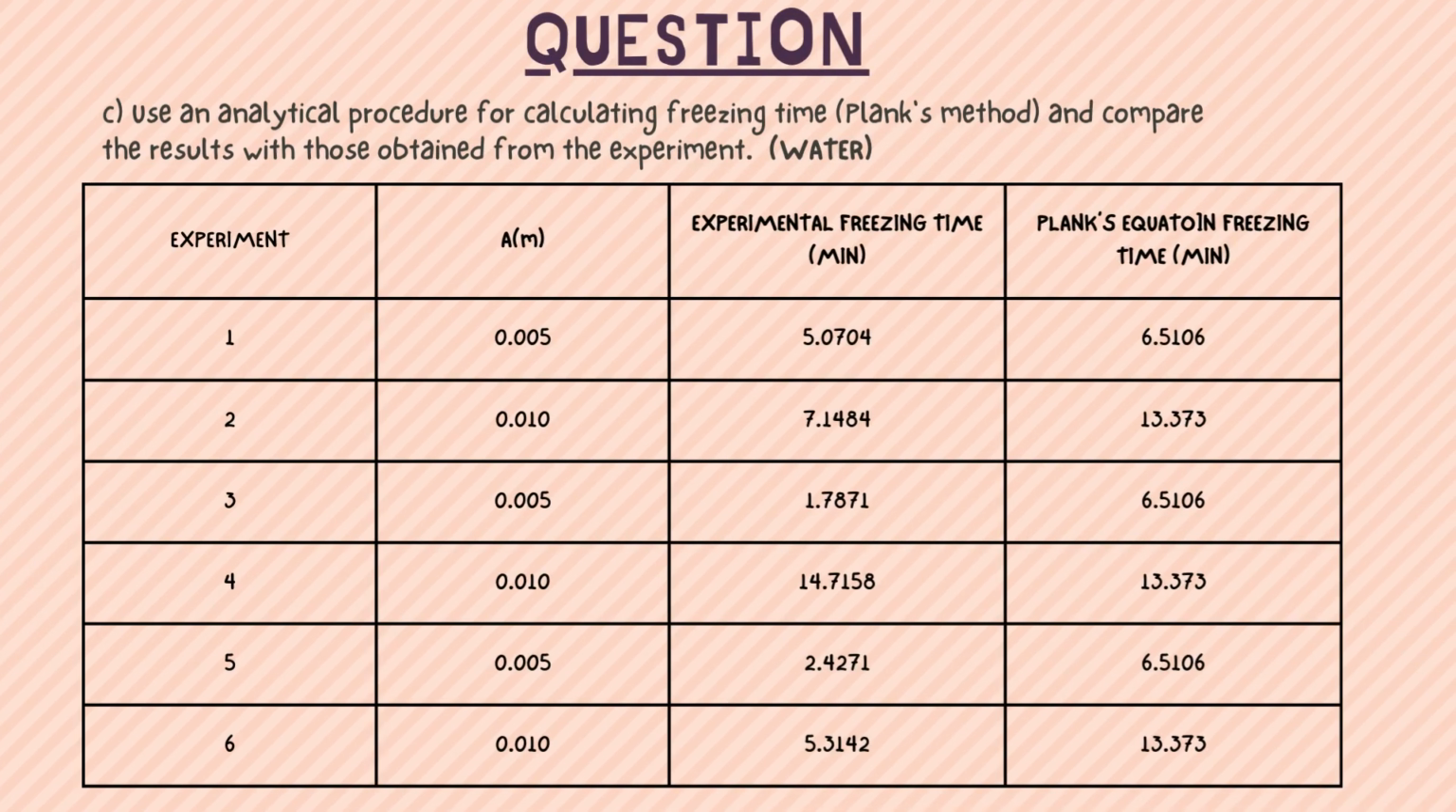The answer for the last question is that the freezing time of the food sample is different compared to the freezing time that was calculated using the Planck equation. The first table shows the comparison between experimental freezing time and Planck equation freezing time of water, while the next table is the comparison of freezing time of potato.